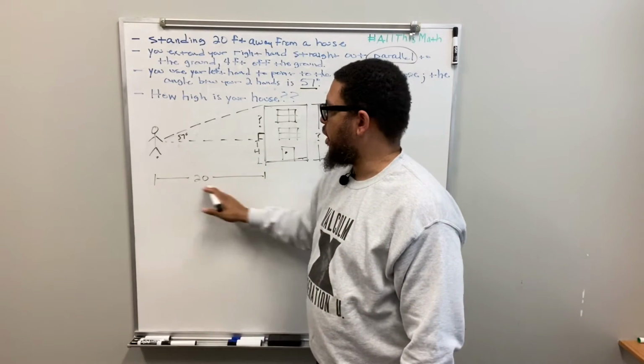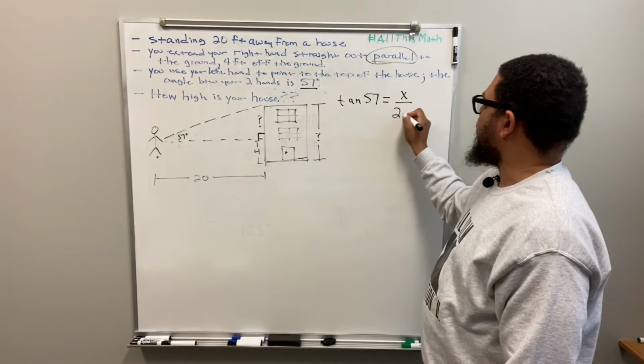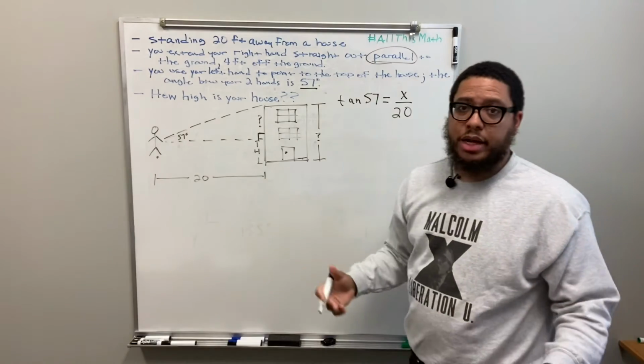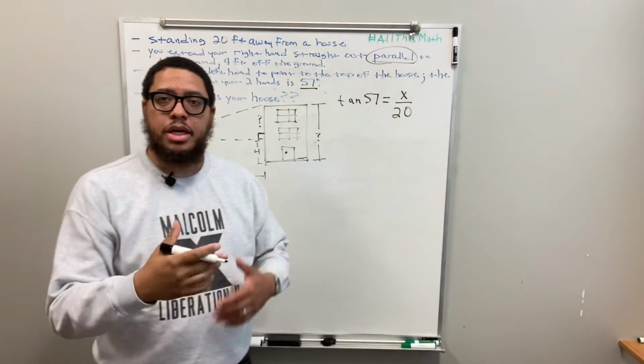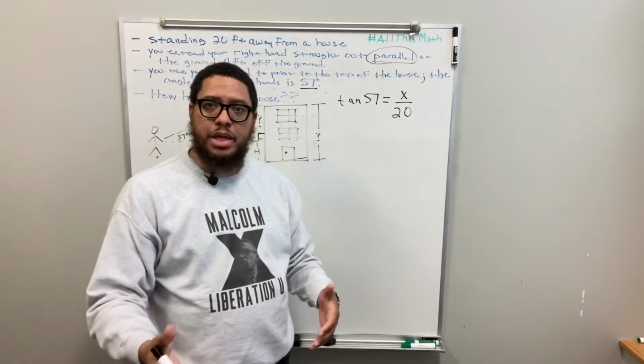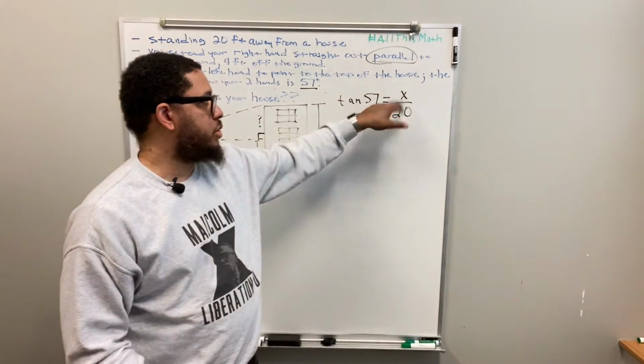The length in between is 20. So we got tangent 57 equals x over 20. Now you got an equation set up. Now we're just doing a little bit of algebra. We're using trigonometry, and then we set up an equation, but we still got to use algebra. So tangent 57 equals x over 20.